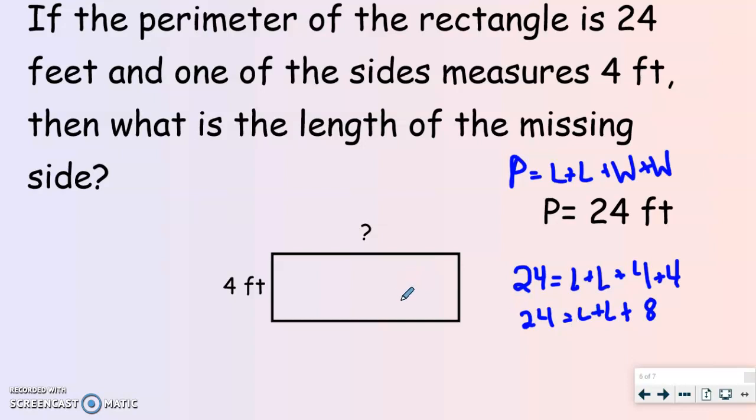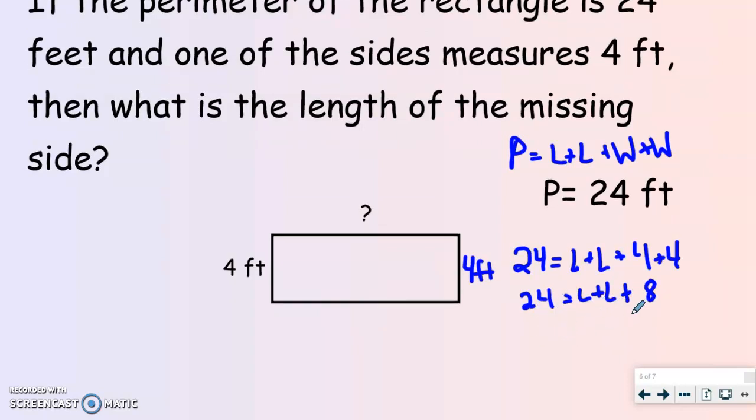Now the property of a rectangle is that the opposite sides are the same length. And we already know this. That's how I got my other 4. I knew that this was already going to be 4 feet because it's the opposite side. And I know that these are going to be the same length as well because they're opposite sides. So really, I'm trying to think about what number can I multiply by 2, and if I add 8 to it, I get 24.